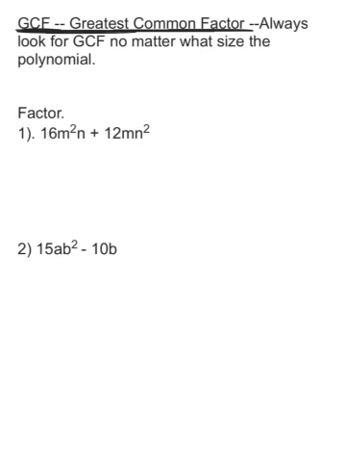And to find that, we're going to look at our coefficients. So our coefficients are 16 and 12. So we want the biggest number that will go into both 16 and 12 evenly, which is 4. Then we're going to look at our variables and say which variable do they both have. So if we look, they both have an m. So we're going to write m, and then we're going to put the smallest exponent. So the first one has a 2, the second one has a 1. So m to the first.